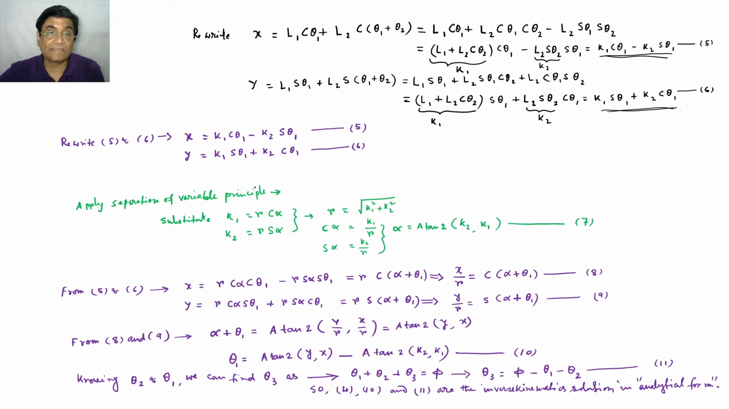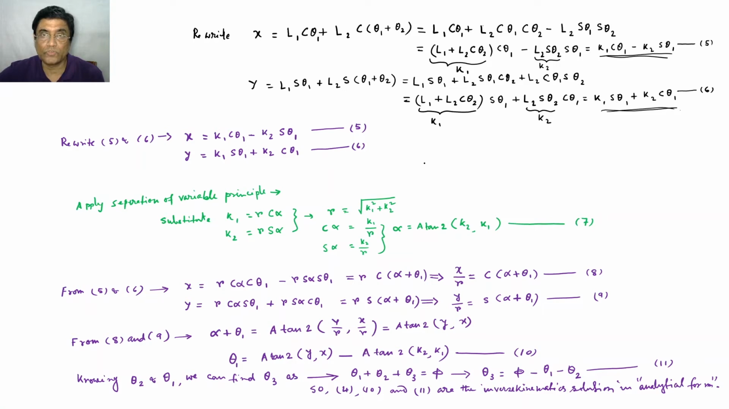So I will apply the separation of variable principle, again first year engineering math. It's very simple. I am substituting K1 equals R cos alpha. So alpha and R are variables I have imported, and K2 equals R sin alpha. You can do the other way around also, and you will have to work a little more, but you will end up with the same solution. So R will be equal to the square root of K1 squared plus K2 squared.